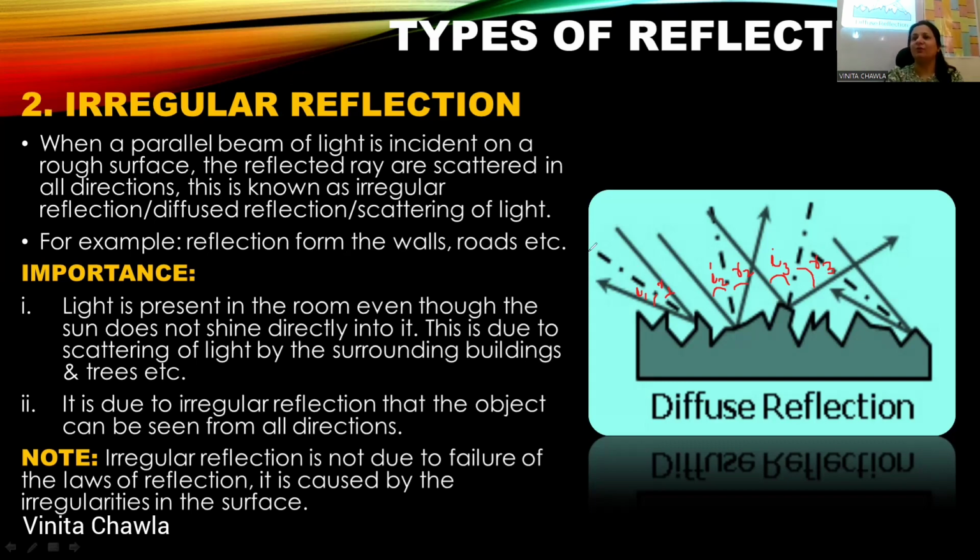And what is the importance of diffused reflection? We can see light even inside the room where there is no sun. There is no sun, even then we can see, right? That is because of diffused reflection. It is due to the irregular reflection that the object can be seen from all directions. So it is important. And irregular reflection also follows the laws of reflection in the same way as regular reflection follows.